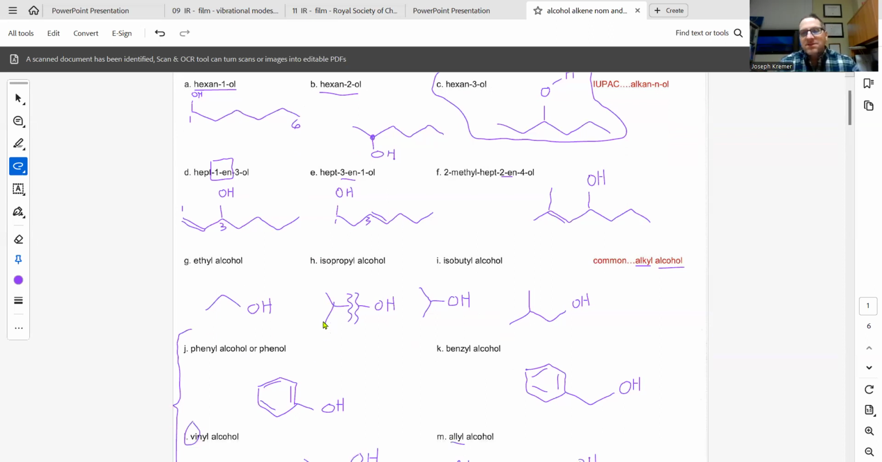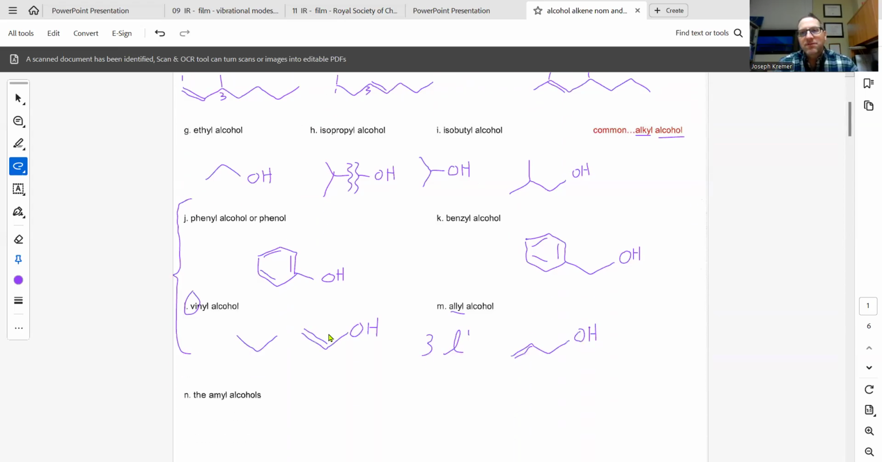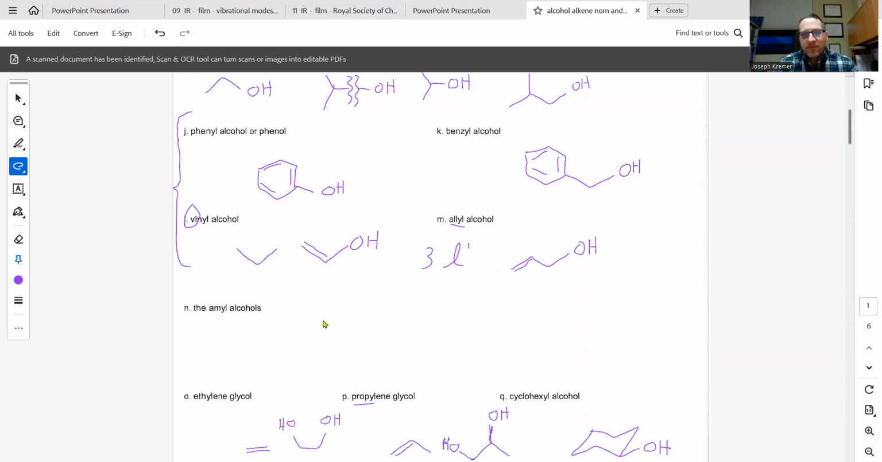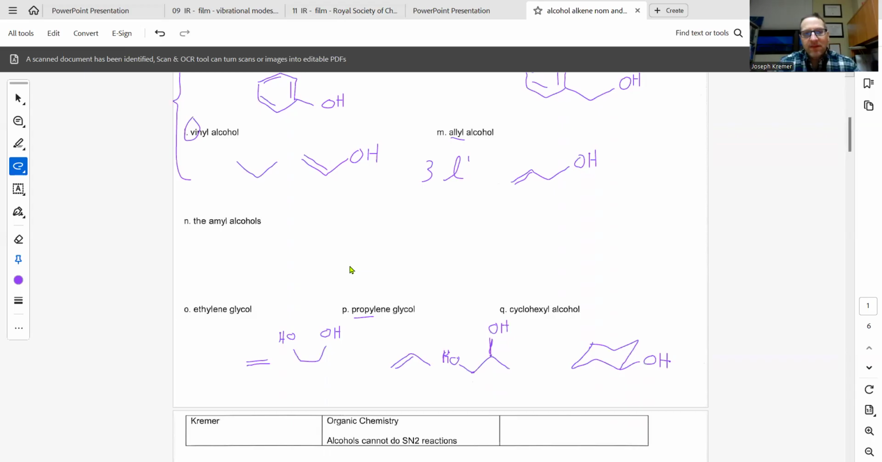We also saw instances of simple, small molecular alkyl alcohols. We saw four different groups, which you may have seen in organic chemistry one. You may remember, it has been a while. And I tabled the amyl alcohols. Here's ethylene glycol, propylene glycol. Ethylene glycol is an antifreeze. And if I can type here, these are vicinal diols.